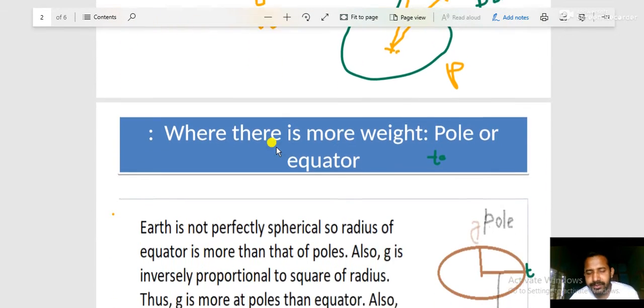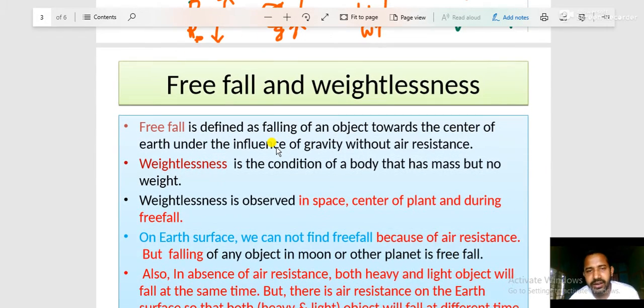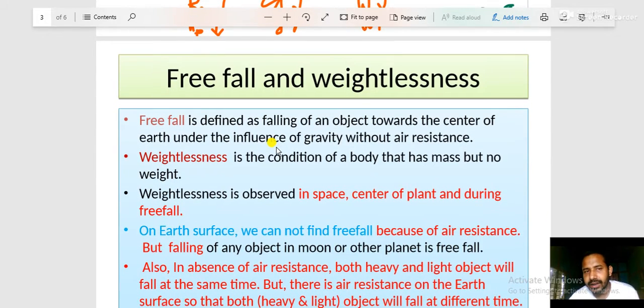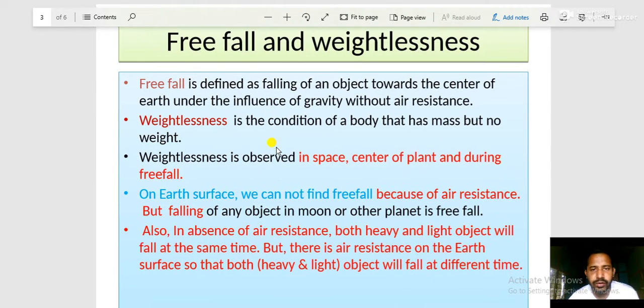Let's go down and write the answer in the similar way. Just remember the formula, radius, gravity and weight. Now next we'll learn about free fall and weightlessness. Free fall is defined as the falling of an object towards the center, just like acceleration due to gravity.